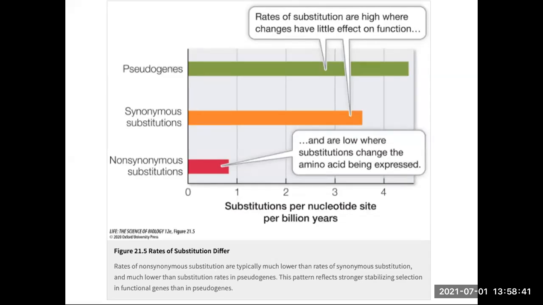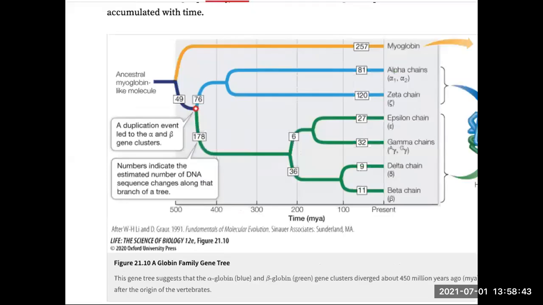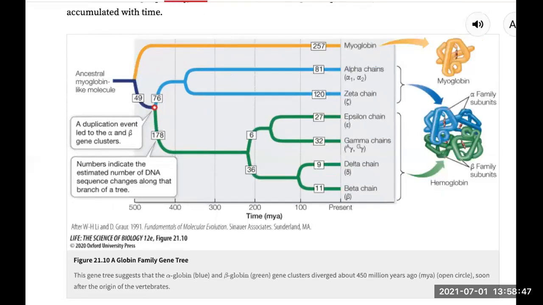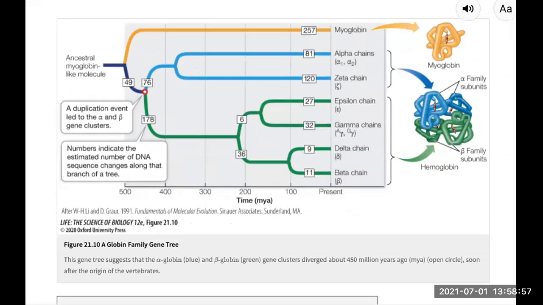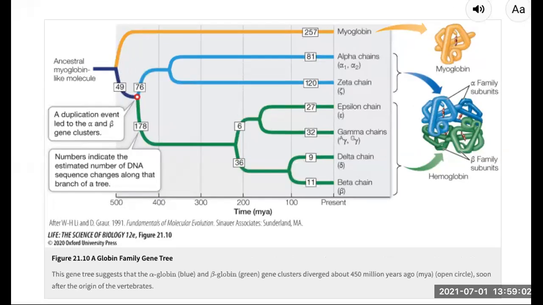All right, now on to the next concept, gene duplication. So here we're moving away from SNPs. And this is a really important concept, that is the concept of gene duplication. And here we actually see an example of gene duplication that has happened in human history.